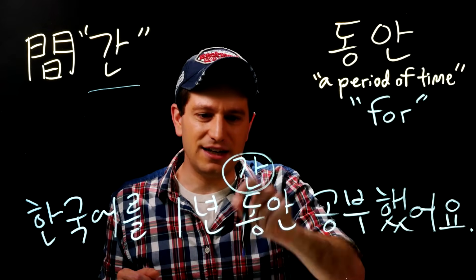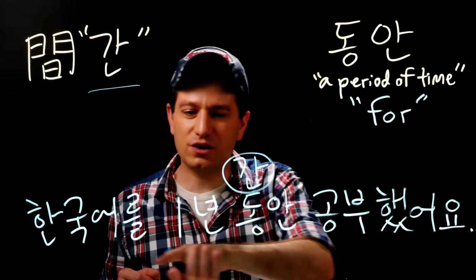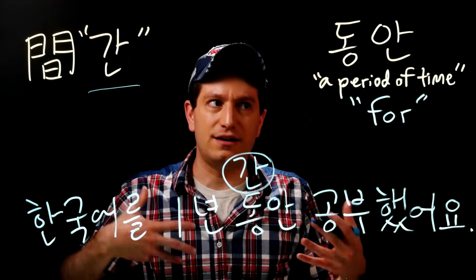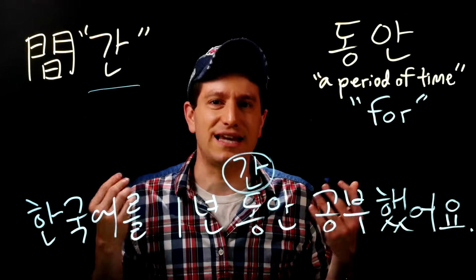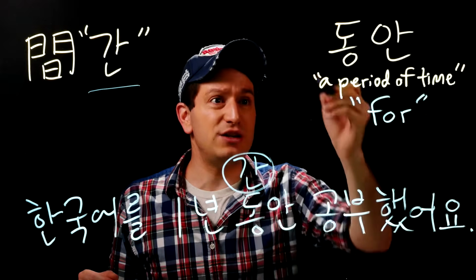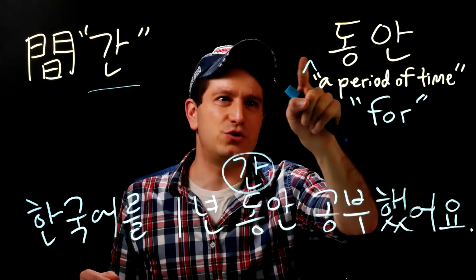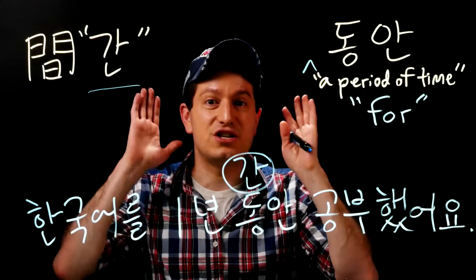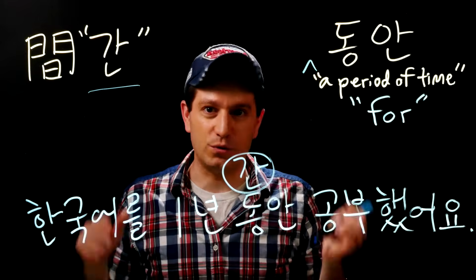In this sentence, we can also change it. Instead of saying 1년 동안, we could say 한국어를 1년간 공부했어요. So I studied Korean for 1 year. It has the same meaning. Note, however, there is a small difference with spacing. When you're using 동안, you add a space between the amount of time and the word. With kan, however, it attaches directly after the word without a space.